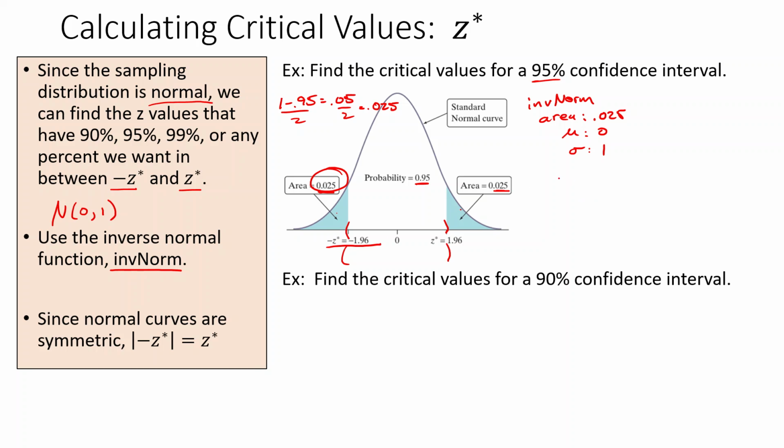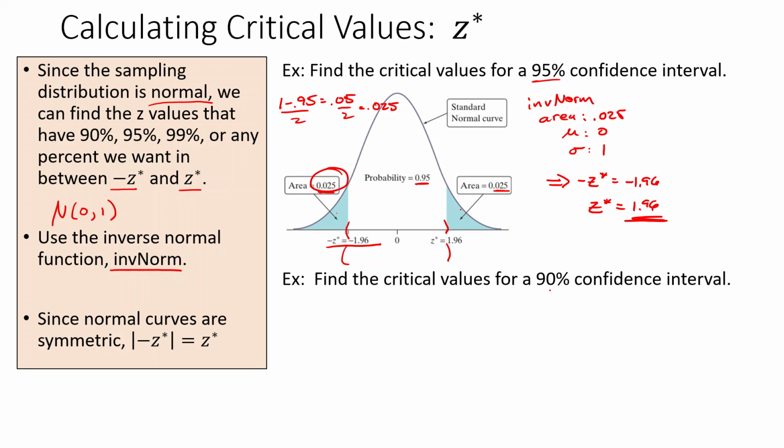It actually gives us negative 1.96 for negative Z star. So we've been talking about 2 for 95%, but it's actually 1.96. That means Z star is 1.96 for 95%, and that's going to be the same anytime we want a 95% confidence interval. We're going to want to use 1.96.